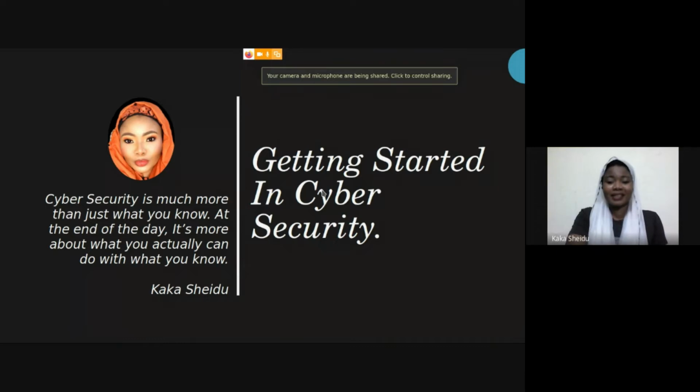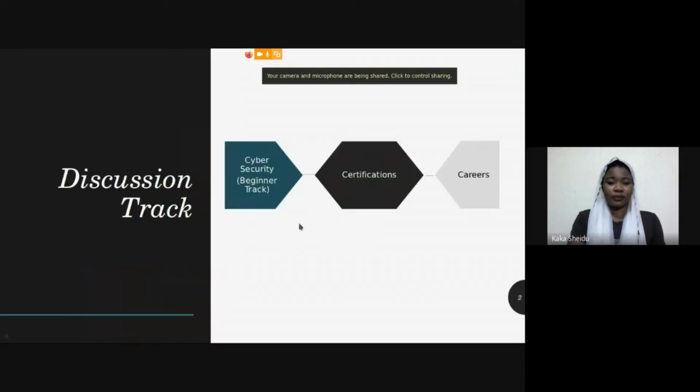The topic is getting started in cybersecurity. And for me, I feel like cybersecurity is just more than what you know. It's actually what you can do with what you know. A lot of people get it confused, which I'm going to talk about during the course of this session.